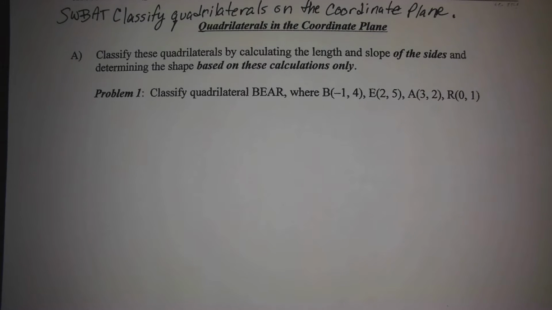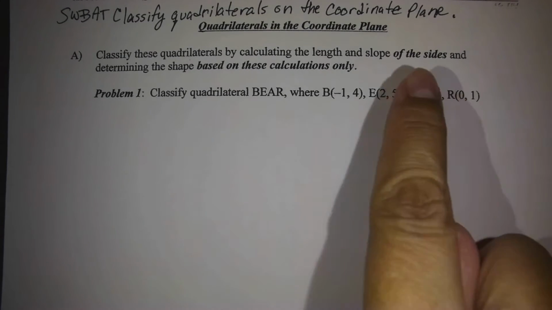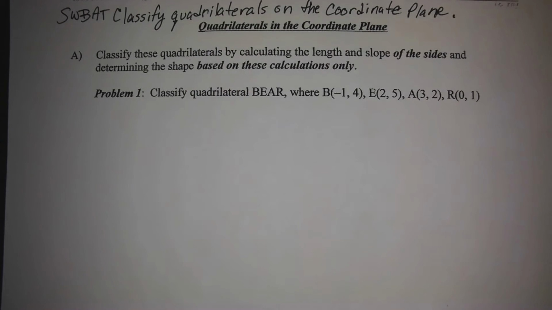So today we're going to continue our work with quadrilaterals or polygons. Same thing. We're going to be able to classify them on the coordinate plane. So we're going to be given a set of points, and because we're dealing with quadrilaterals, we're going to get 4 points because we need 4 vertices to get a quadrilateral.